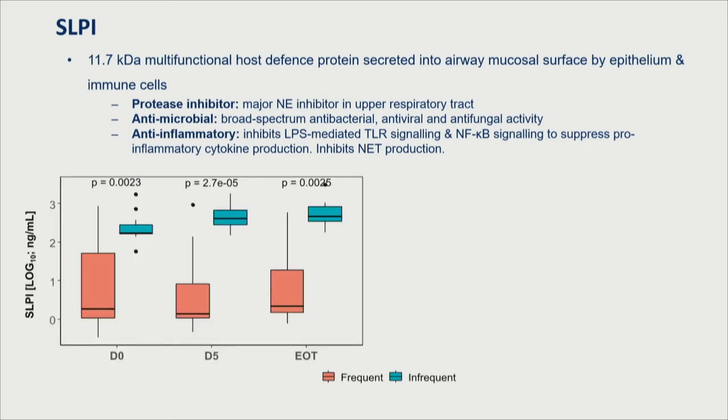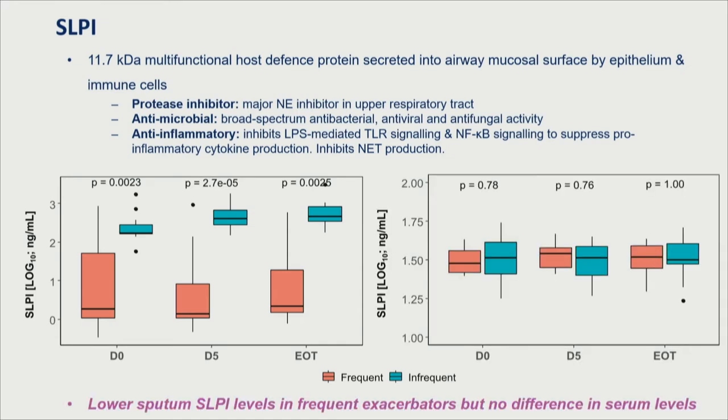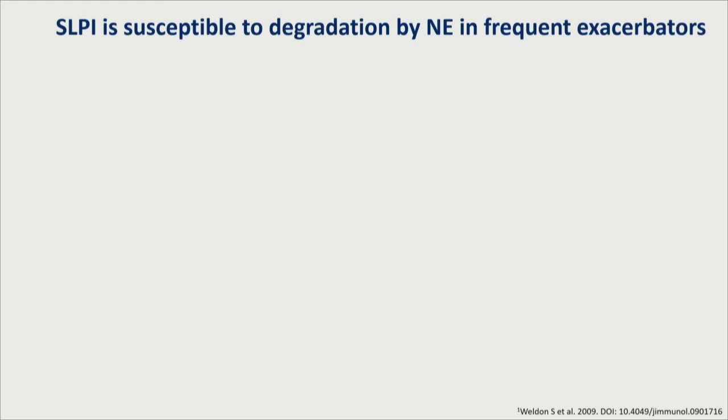We validated SLPI levels in sputum by ELISA and, really interestingly, found significantly lower SLPI levels at all time points throughout treatment in the frequent exacerbator cohort. And then this prompted us to look at SLPI in our serum samples, and we didn't find a difference in SLPI levels in serum between cohorts, indicating to us that this reduced SLPI was compartmentalized within the airway in frequent exacerbators. And this prompted us to investigate what mechanisms could be leading to this.